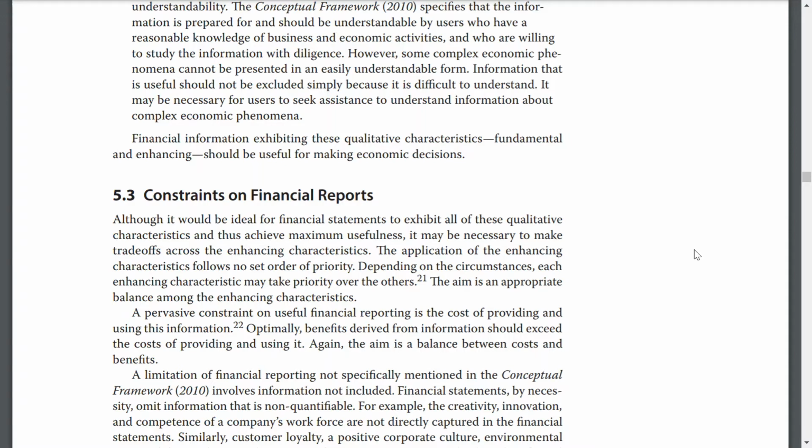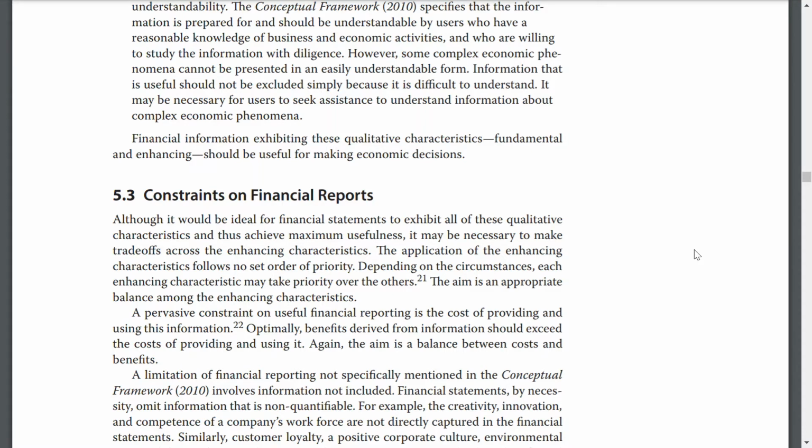Financial information exhibits these qualitative characteristics, fundamental and enhancing, and should be useful in making economic decisions. Constraints on financial reports: although it would be ideal for financial statements to exhibit all of these qualitative characteristics and thus achieve maximum usefulness, it may be necessary to make trade-offs across the enhancing characteristics, and application of the enhancing characteristics may take priority over others. The aim is an appropriate balance among the enhancing characteristics.